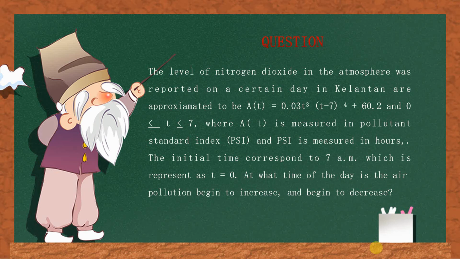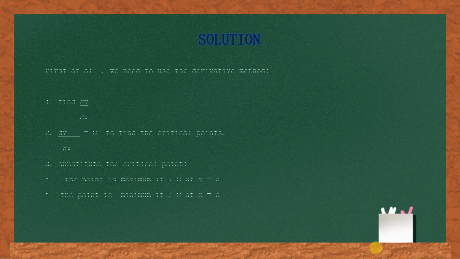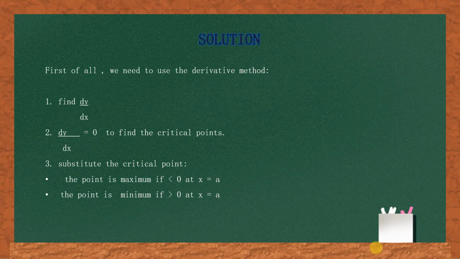The initial time corresponds to 7 a.m., which is represented as t = 0. So the question is, at what time of the day does the air pollution begin to increase and begin to decrease? To solve this question, we need to use the first derivative test.